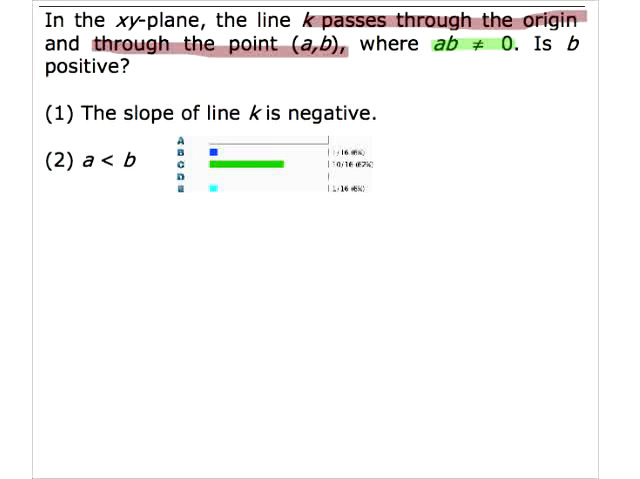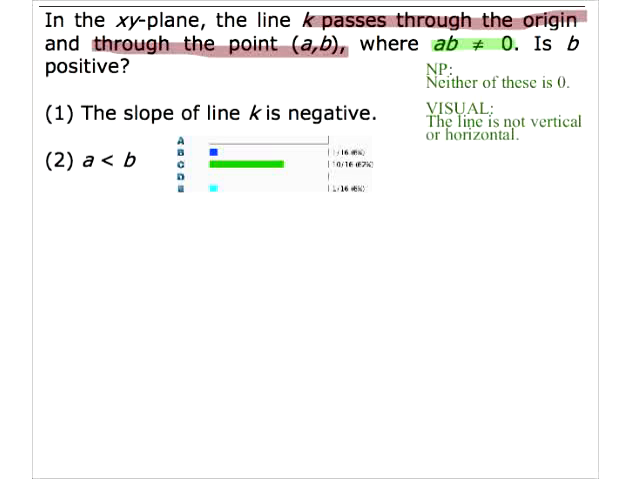This is a number property statement. If it says not equal to, maybe you missed that. If you did, make sure you take that down as a lesson about yourself. Make sure you know that you need to double check your reading of these equations and stuff. So this means that neither of these is 0. What that means visually is that the line is not horizontal or vertical.